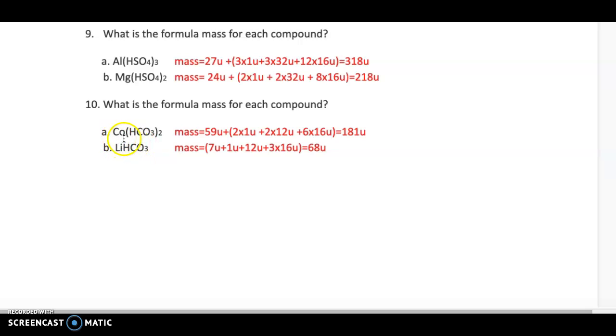You have your cobalt, that it's only 1, and its mass is 59. But then you have a bicarbonate in parentheses. It has H, it has C, it has O, hydrogen, carbon, oxygen. So you have to multiply each one of them by 2. 2 hydrogens, 2 carbons, and 6 oxygens. And then you add up all of them and you get your final mass. Practice.